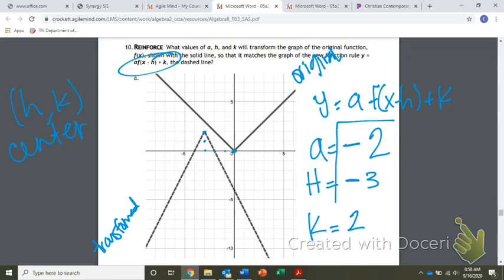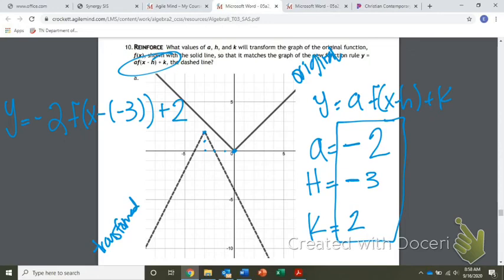So now that we have these values, we can take them and plug them into our equation. So y equals A. A is a -2 times f of x minus a -3 plus a k, which is our 2. So we can simplify this because this becomes a positive. Y equals -2 f of x plus 3 plus 2. So this is our answer.